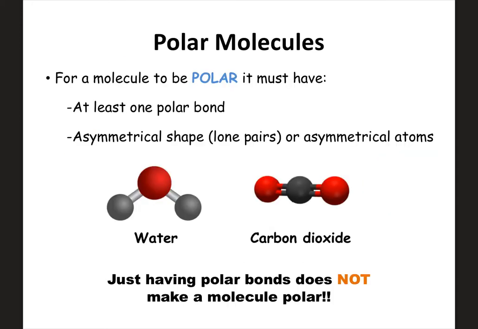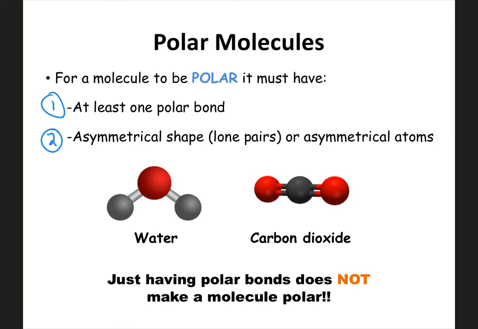So, as we said here, in order for the entire molecule to be polar, it must meet two requirements. The first requirement is you need at least one polar bond. As long as the molecule has a polar bond in it, it could potentially be polar as a molecule. But the other thing you need is an asymmetrical shape.